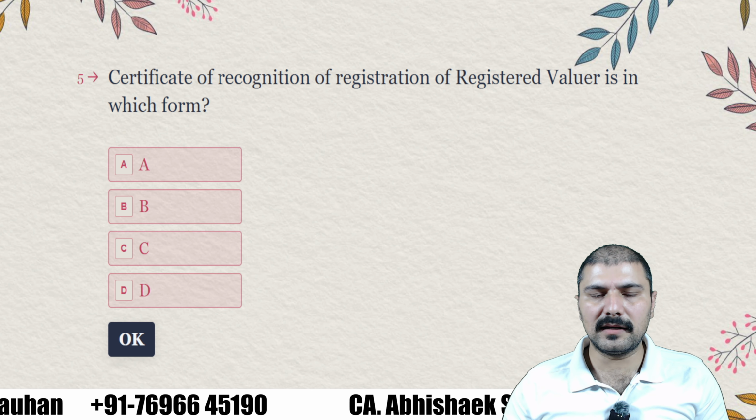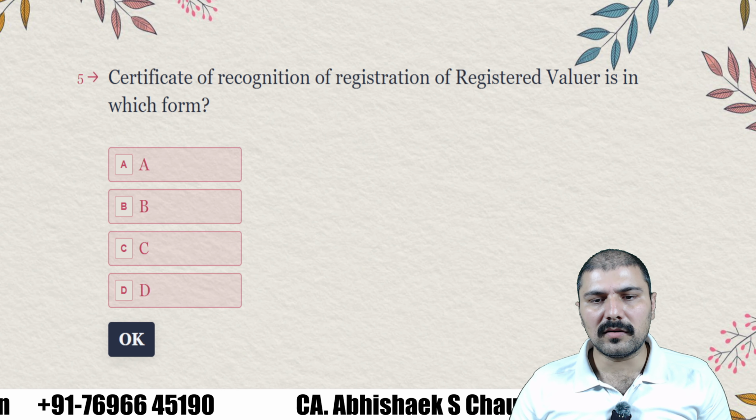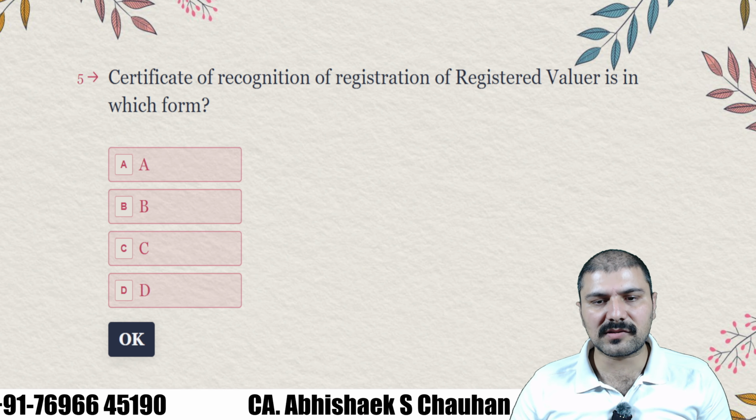Next, certificate of recognition. Certificate of recognition of registration of a registered valuer is in which form? The answer is C. There are A, B, C, D and E. E is for RVO registration, right?